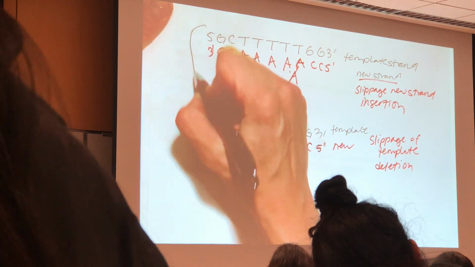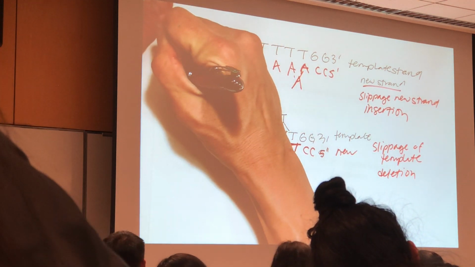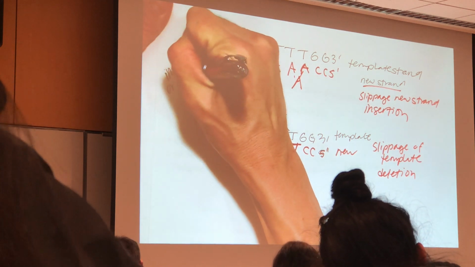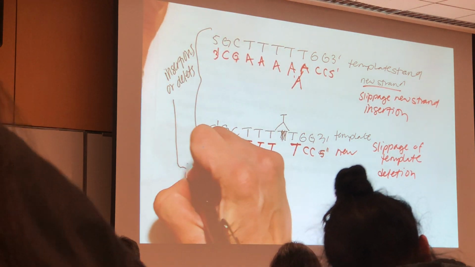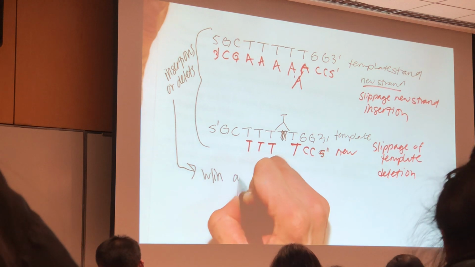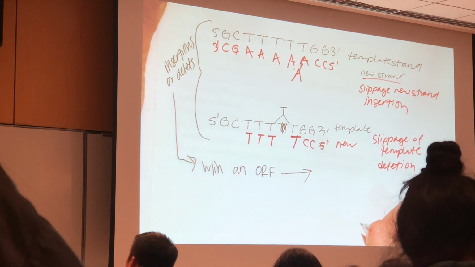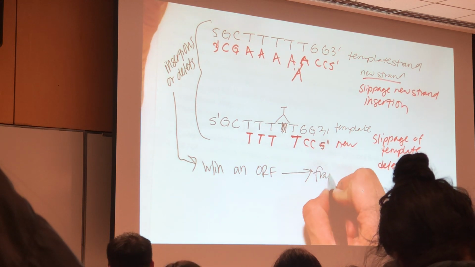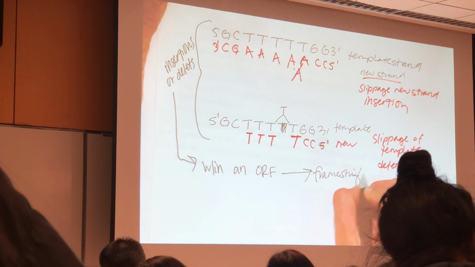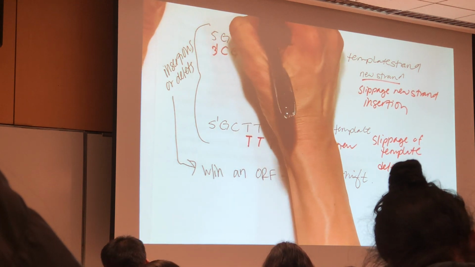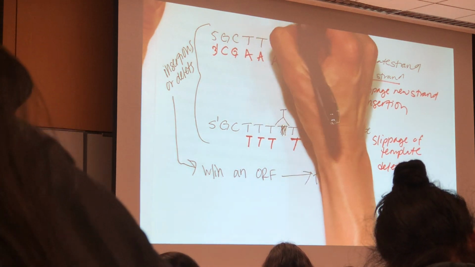Okay. Replication slippage leads to insertions or deletions. If this happens within an open reading frame, what type of mutation could it potentially lead to? Frame shift. So it slips out, but it keeps going. Replication slippage. It inserts it.